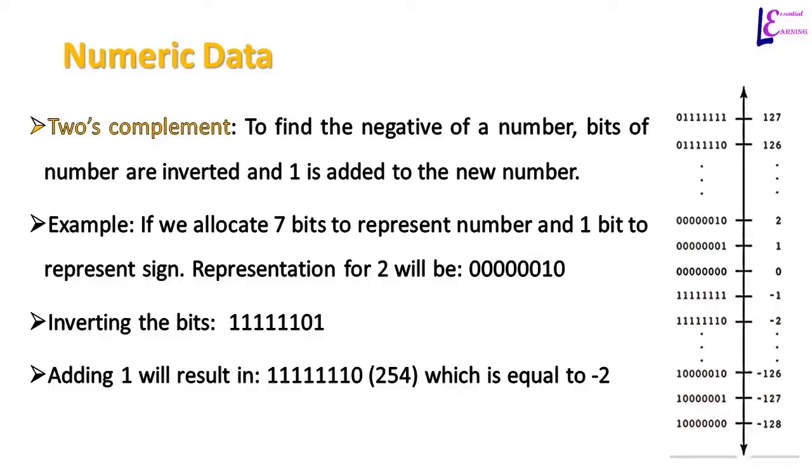If we assign 7 bits to represent the number and 1 bit to represent the sign, then the representation for 2 will be 00000010, and the representation of minus 2 will be found by inverting the bits of 00000010, so the number becomes 11111101. Now adding 1 to this number, the resulting number becomes 11111110, which is equal to minus 2 on the number line.